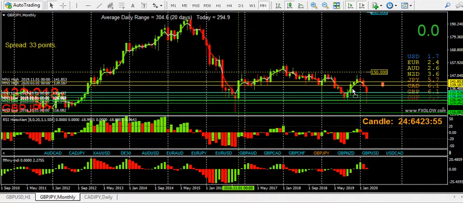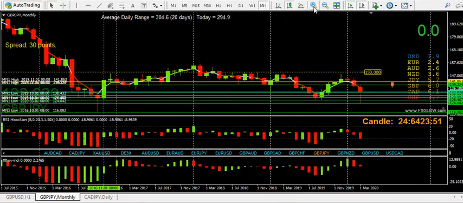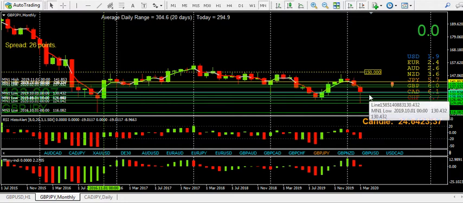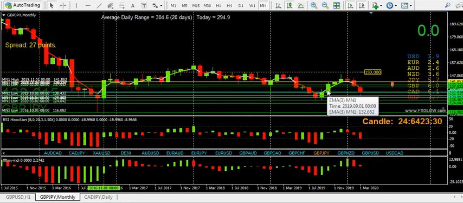Oh, come on, Mr. Mouse, don't mess me about. Perhaps if I zoom in a bit for a moment. And a low on the red candle of the last month. Support will act as resistance on the way up, and that's about it on the monthly.